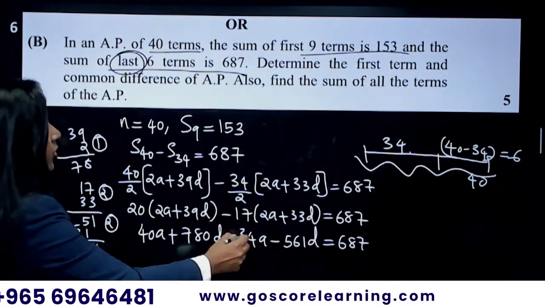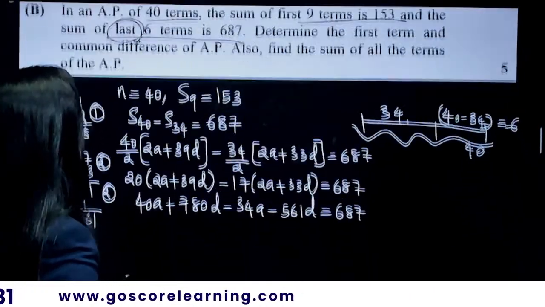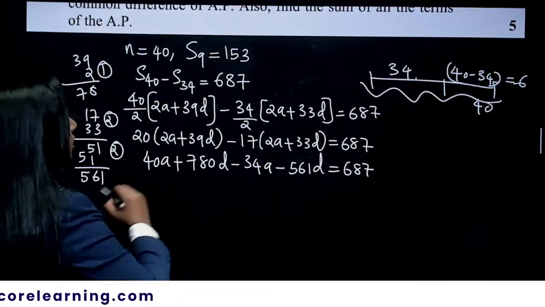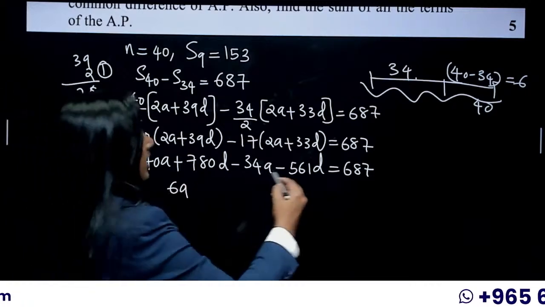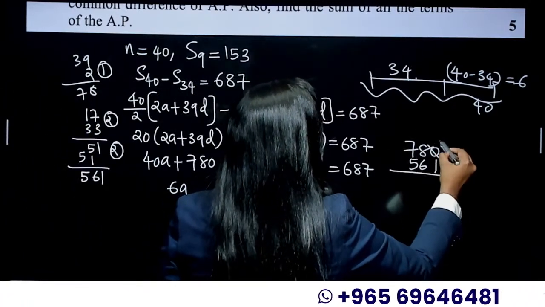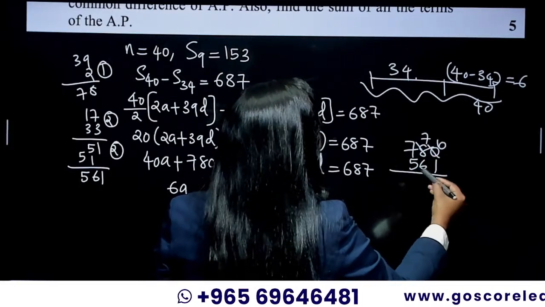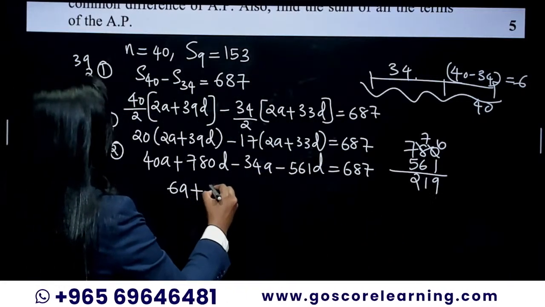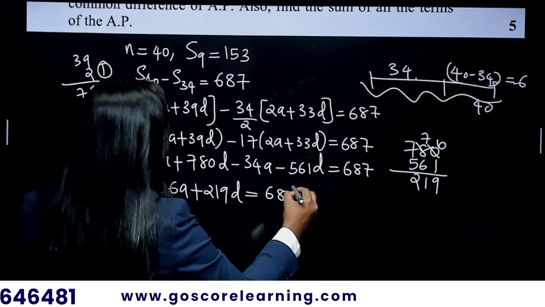That is, we have like terms 40a and 34a. These are like terms, so we can subtract. So what is 40 minus 34? It is going to be 6a. Then 780 minus 561. This is going to be 10, 10 minus 1, 9. This is 7, 7 minus 6 is 1, then 2. So 219. 6a plus 219d is equal to 687.